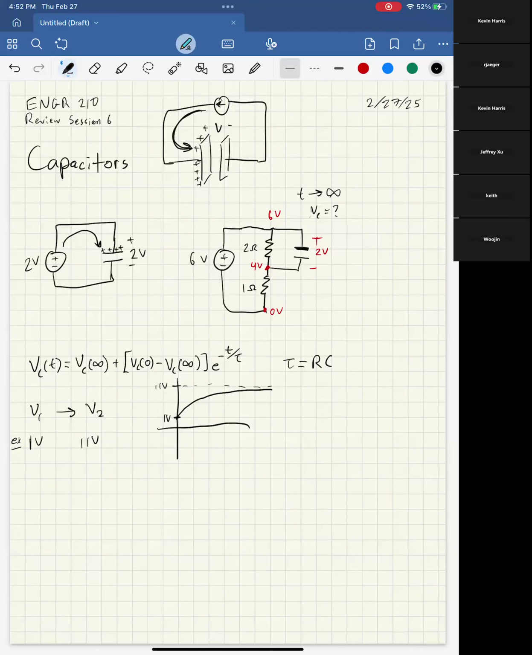The unit for capacitors is capacitance, and that is in units of farads or farad. I don't know how you say that. Farad, something like that. F. And this tau is called the time constant.